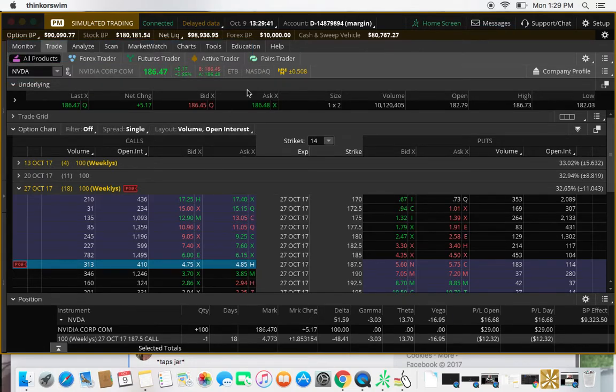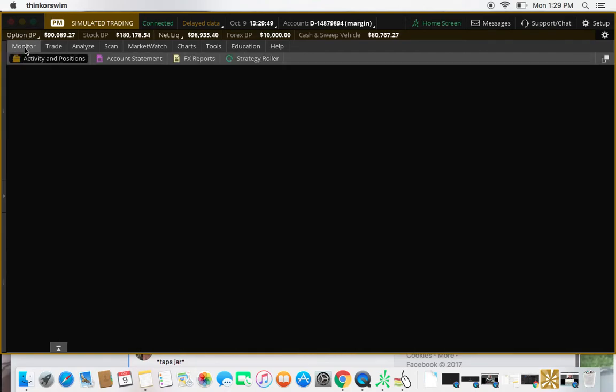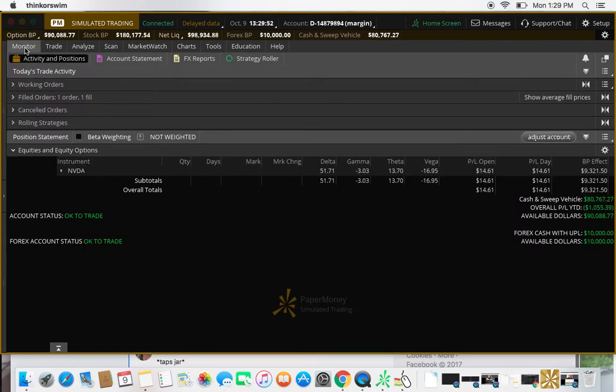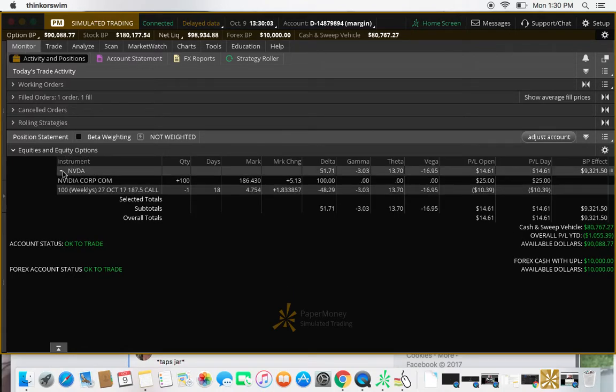Now you're going to go to the monitor tab. Monitor's up here. So you did the trade, and now you get to monitor the trade. Monitoring is where we go check and see how our position is doing, if we're making money, losing money, whatever. Down here is NVIDIA. So go ahead and click there on the little arrow to the left of NVIDIA, and that'll expand the position.